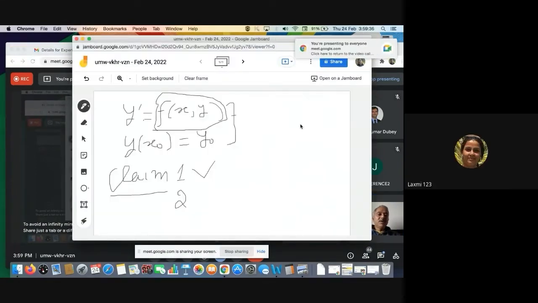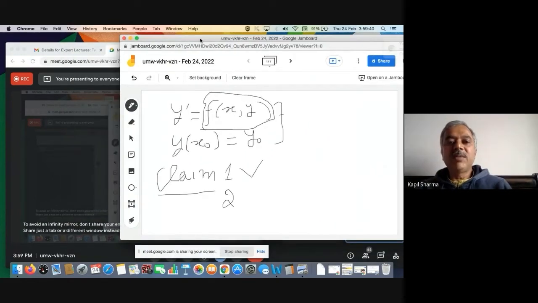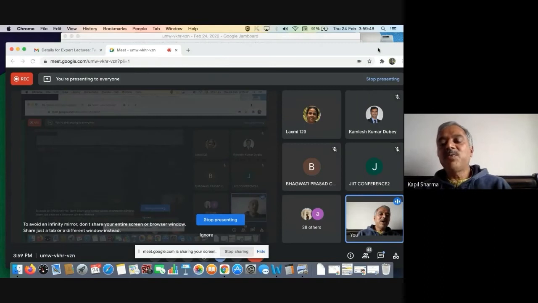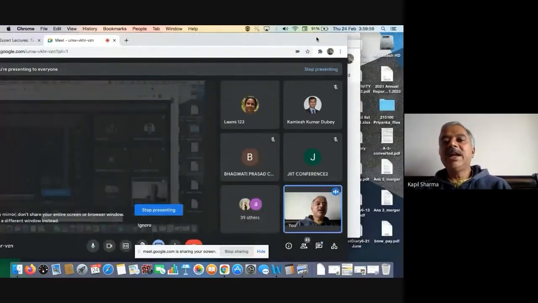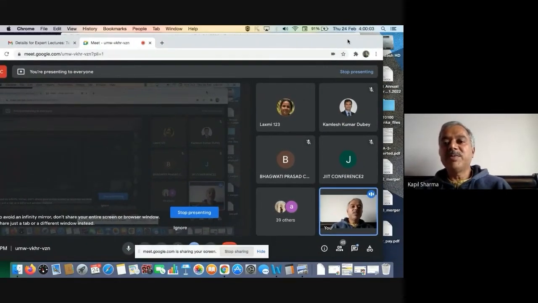I think you are convinced with my second claim also. So the first part is well established. What was the first part? The first part was the development of methods to find the approximate solution of a mathematical problem. Now we are coming to the second part: analysis of the error occurred in the approximation.